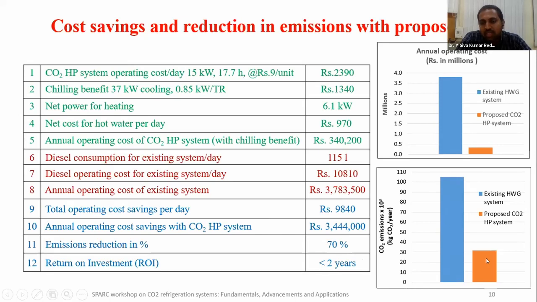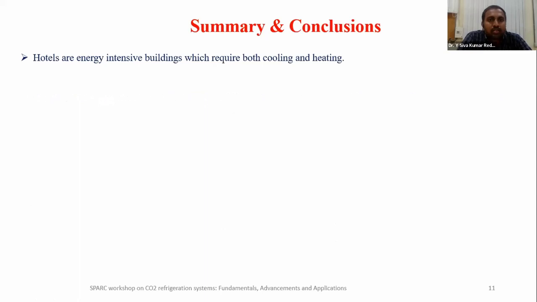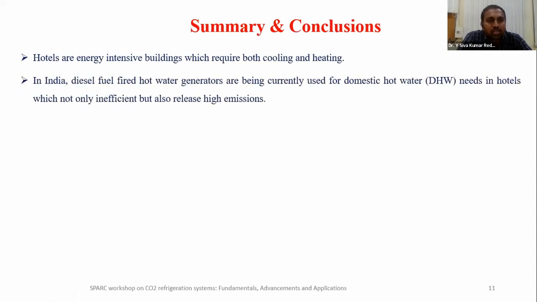If you see the CO2 emissions also, these are the emissions we can reduce. Nearly 70% of the emissions can be reduced per year. So this is the energy saving potential and emissions reductions possible with the proposed system. So we can see the conclusions.